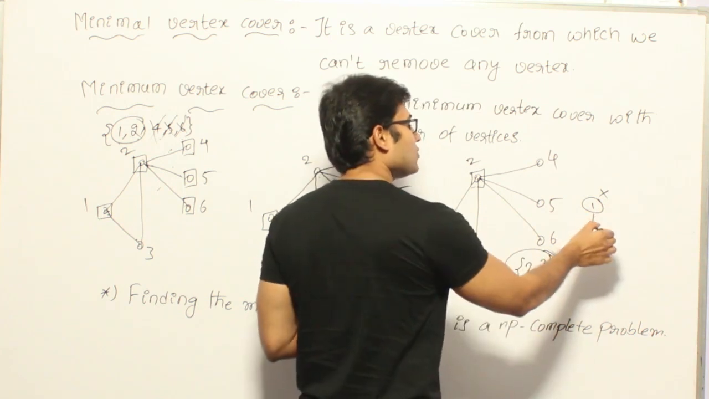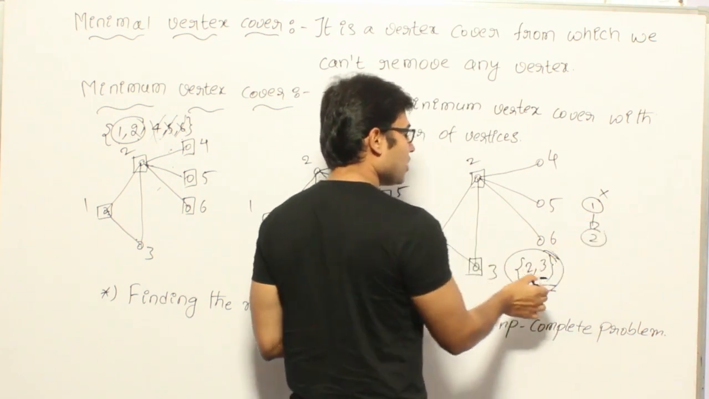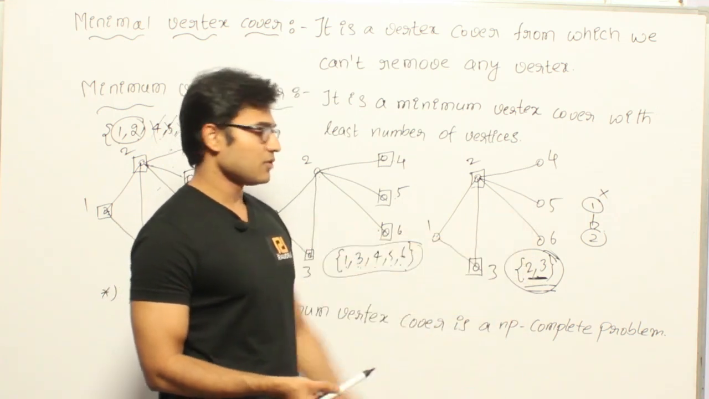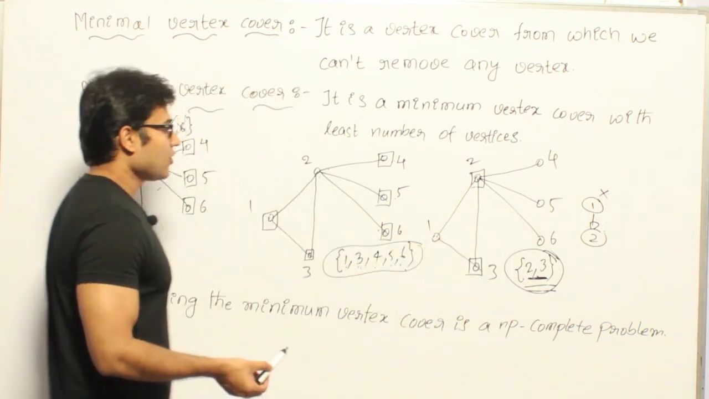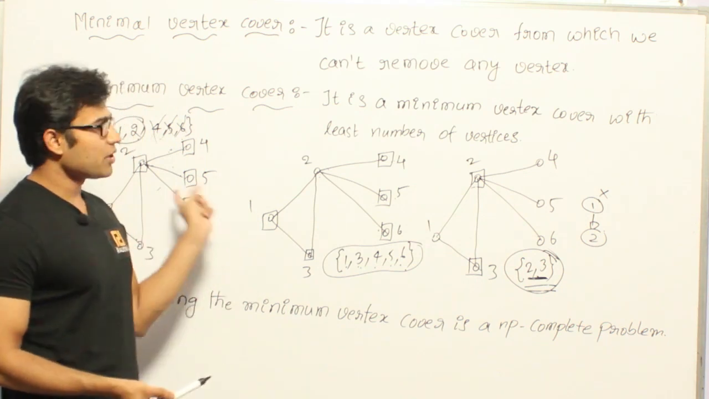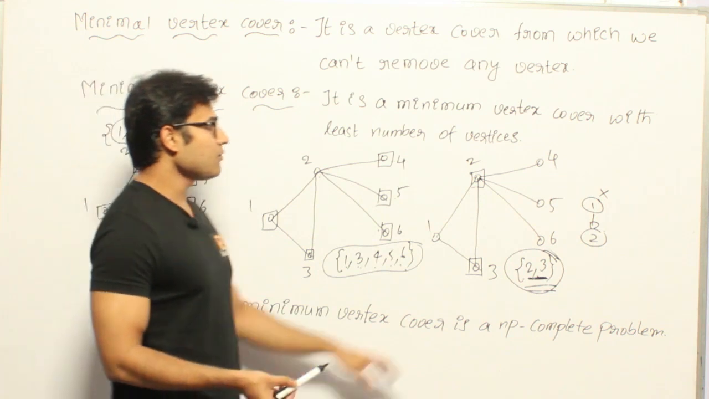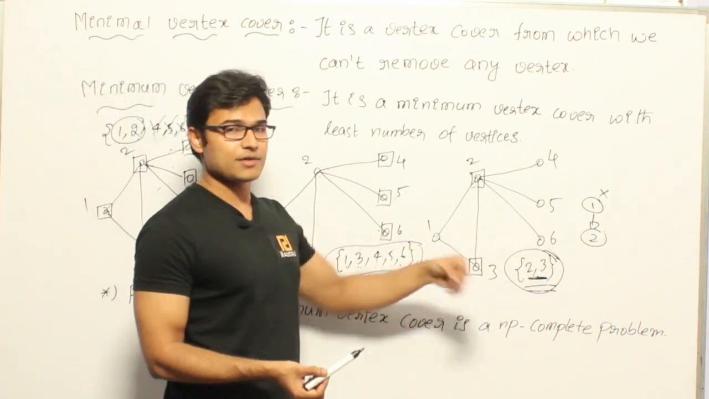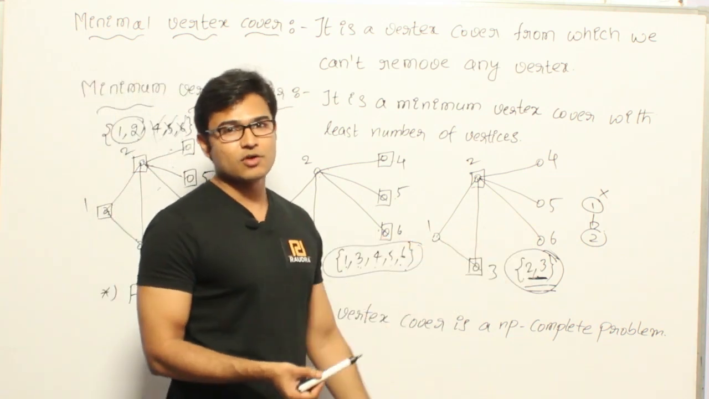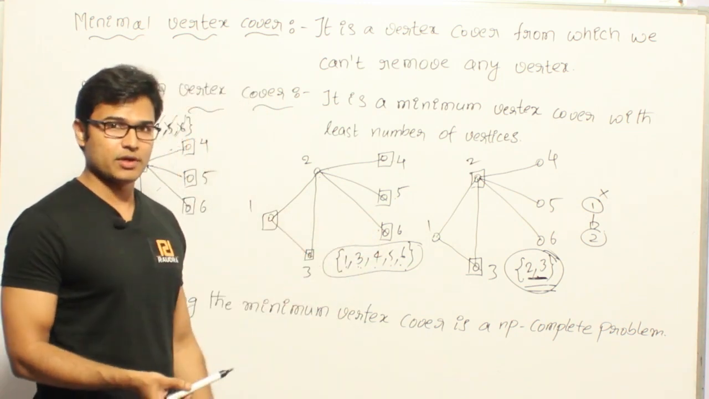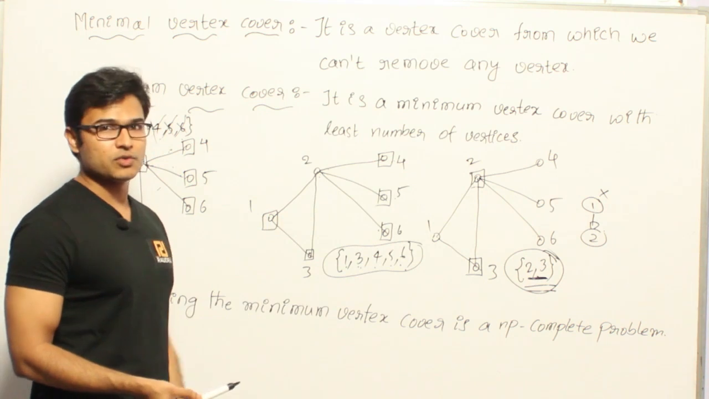But then if I go to size 2, yes, we got many options. Therefore the minimum vertex cover in this example will contain at least 2 vertices. Now if you observe this, the minimum is not unique. That is very important. So the minimum vertex cover need not be unique, as well as the minimal vertex cover need not be unique. Why? All these are minimal, then 2 are minimum, we got it. So both of them need not be unique.